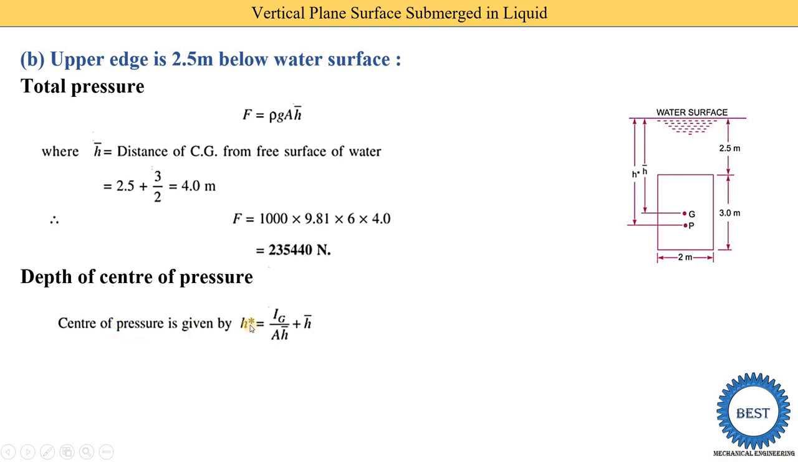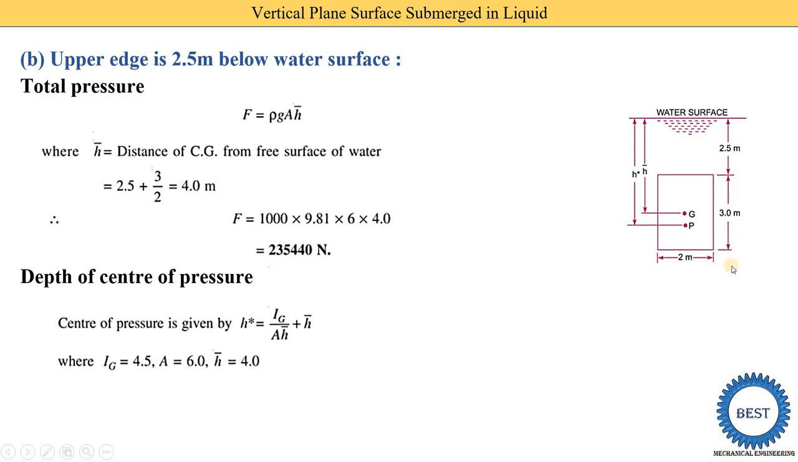Now second, we need to find the depth of the center of pressure. The center of pressure is given by H star is equal to Ig divided by A into H bar, plus H bar. Here we get different answers. Last time it was 2 meter plus 2.5, giving 4.5 meter. This value is changed because the surface is going much further below the water surface. When it goes down, the force is increased, and the value of H star also changes. Ig is 4.5, the same as the last case.